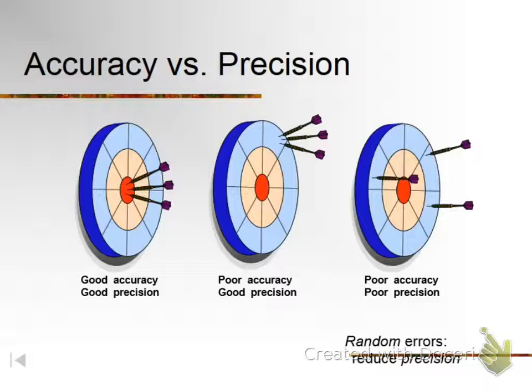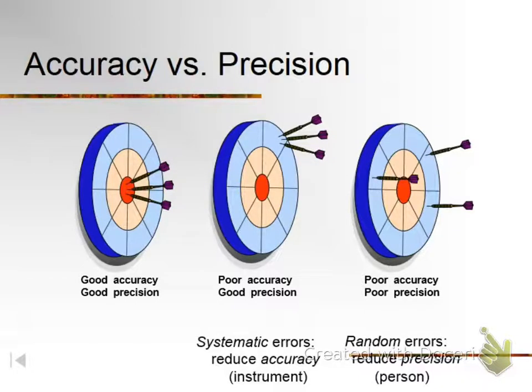Okay? Random errors reduce your precision. Systematic errors reduce your accuracy. Random errors tend to be human errors. You messed up. And systematic errors tend to be the instrumentation. Now, just because an instrument is not necessarily very accurate, if you know that it's precise, you can actually still use that sometimes because that is built into the error of the machine.